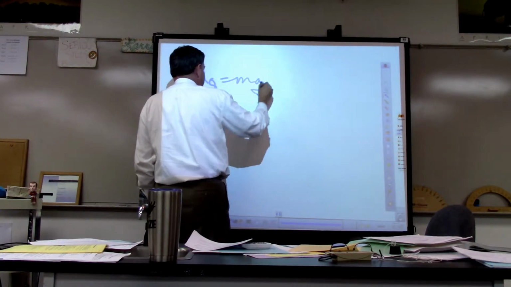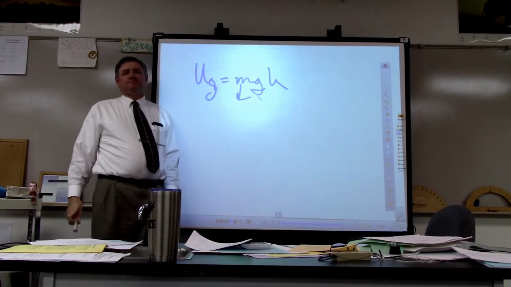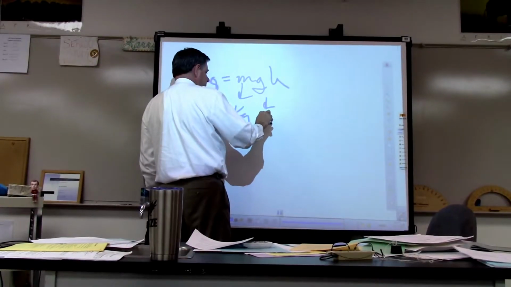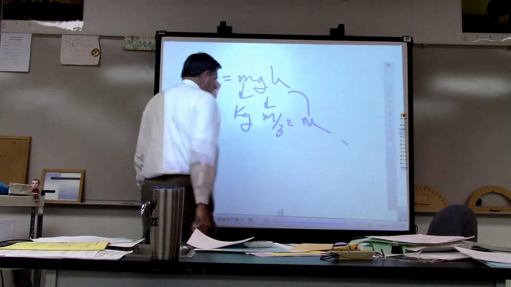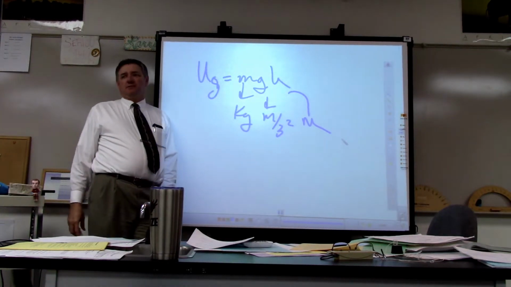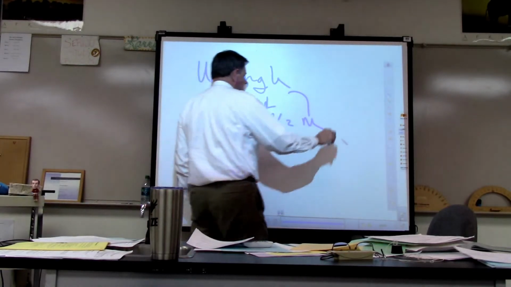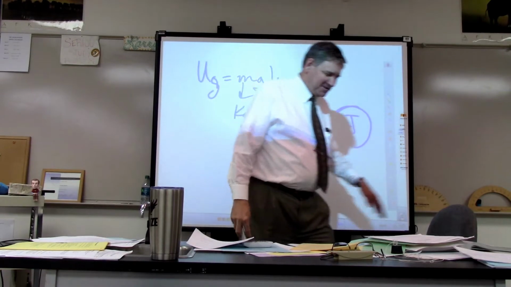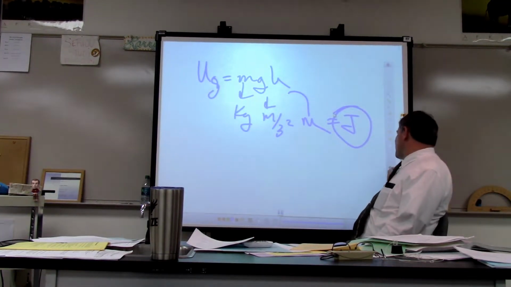So m is going to be mass, kilograms. g, meters per second squared. h, meters. So guess what? You get kilograms meters squared over second squared, equals joules.